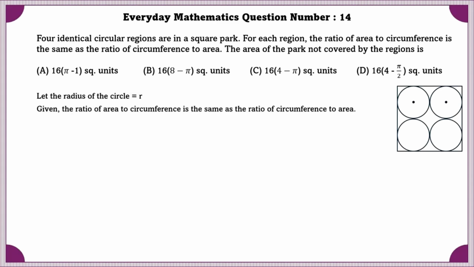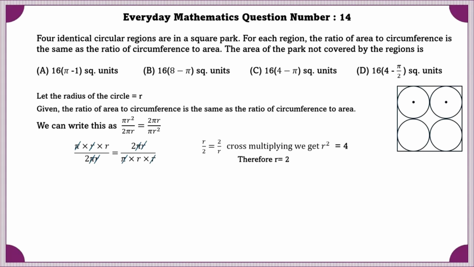Let the radius of the circle be r. Given the ratio of area to circumference is the same as the ratio of circumference to area. This can be written as pi r square by 2 pi r is equal to 2 pi r by pi r square. Now if we expand this and write, we can easily simplify it. Simplifying, we'll get r by 2 is equal to 2 by r. Cross multiplying, we get that r square is equal to 4. Therefore r is equal to 2.